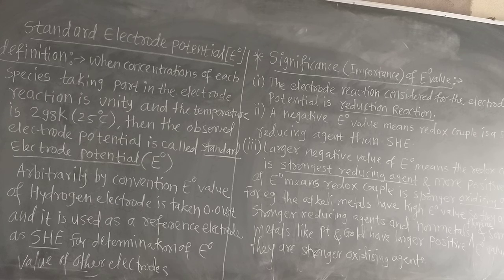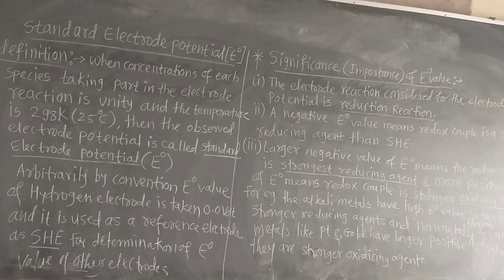First see the definition of the standard electrode potential. There is only electrode potential, and there is also standard electrode potential, but the standard electrode potential has some conditions. What is the definition of standard electrode potential? When the concentrations of each species, meaning the salt solution, taking part in the electrode reaction are unity. Unity means what? 1 molar.